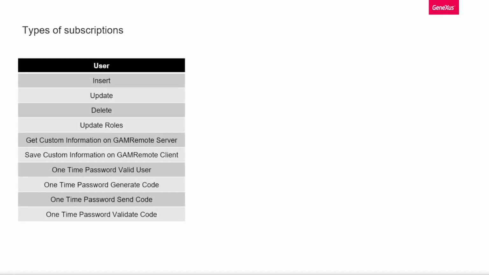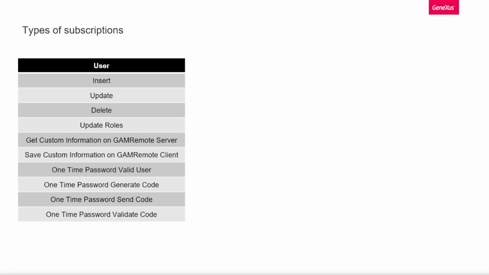There are 4 categories of events that we can subscribe to. The first one is by user, which includes insert, triggered by the insertion of a GAM user, update, triggered by the update of a GAM user, and delete, triggered by the deletion of a GAM user. Next, update roles occurs when the roles of a GAM user are changed. Get custom info occurs in an IDP server and allows running code to obtain customized information from the user to send it to the GAM remote client. Save custom info allows reading the customized information sent from the IDP server and running code to process that information in the client and, for example, to save it in the tables that the system needs.